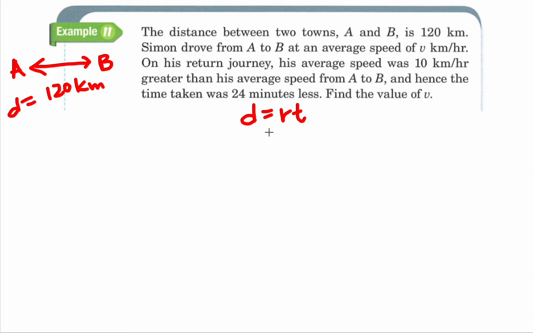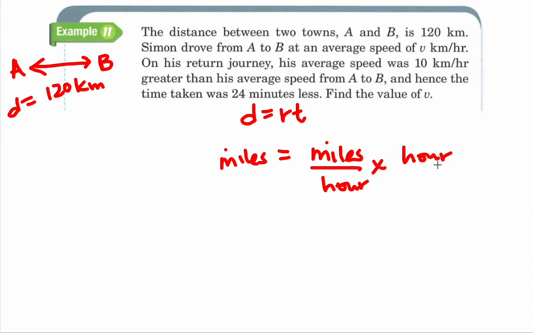The reason why this works is because let's say you had distance as miles. Rate would be the speed, miles per hour, times time, measured in hours. So then those would cancel and then miles equals miles.